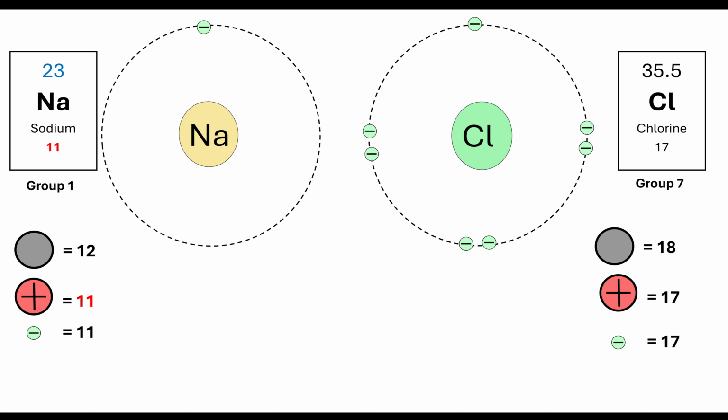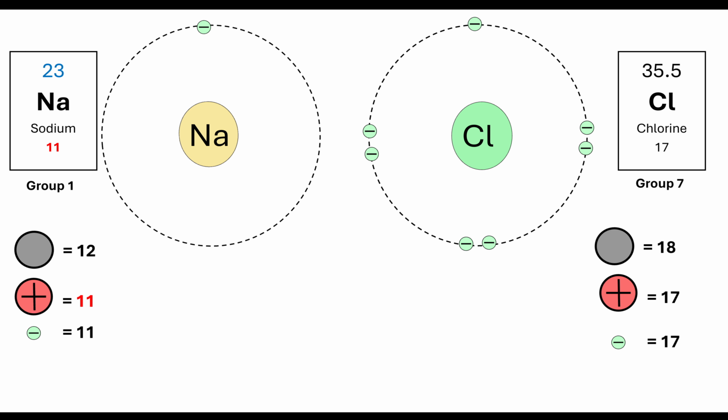So you should know that sodium is in group 1 and you should know that chlorine is in group 7. Now that tells you how many electrons are in their last outer shell. So sodium, being in group 1, has 1 electron in its last outer shell. Chlorine, which is in group 7, has 7 electrons on its outer shell. Now, you should know that to have a full outer shell, you want to have 8 electrons.